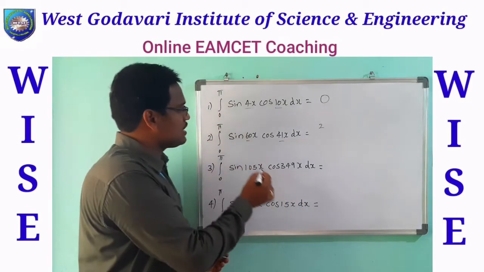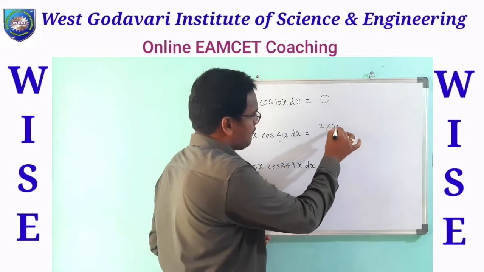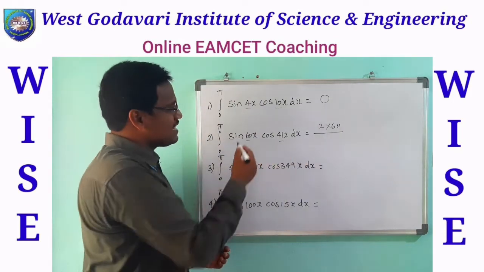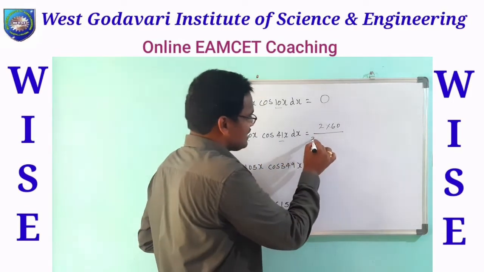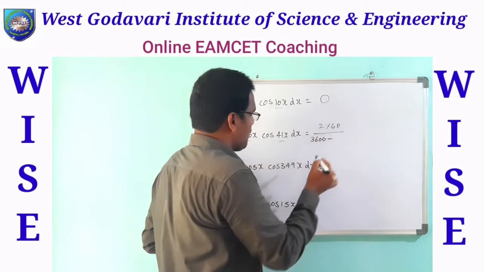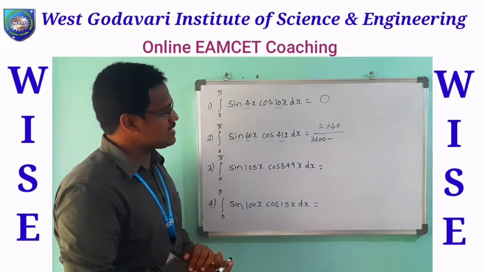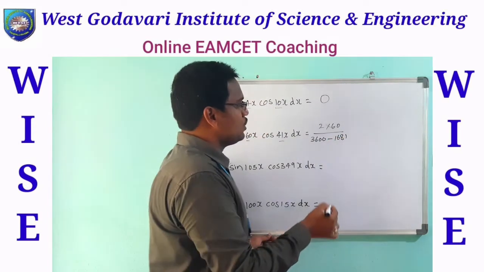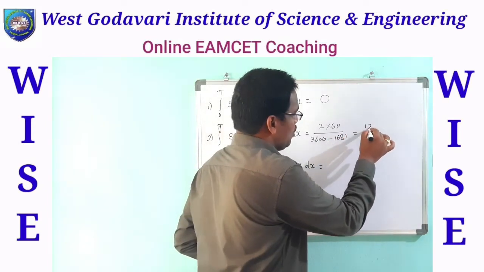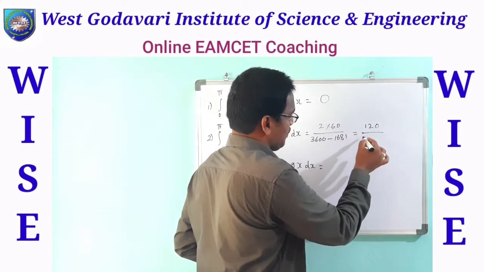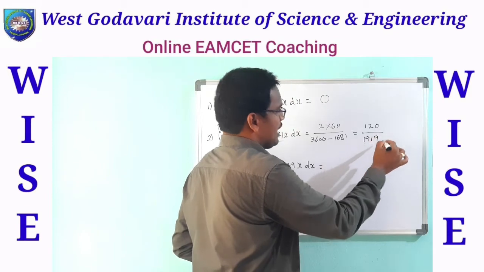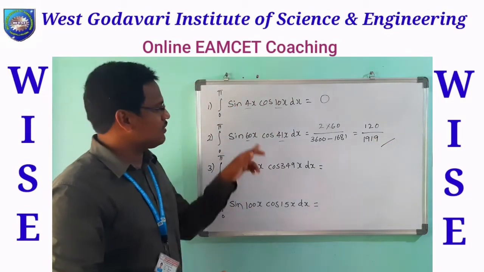So 2 into 60, that is 2a, by a square minus b square. Here 60 square is 3600 minus 41 square is 1681. Simplifying this result, 120 by 1919. So this is the result for this question.